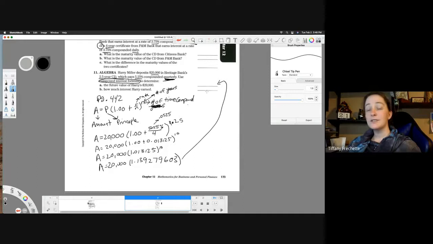The second answer is pretty darn simple. We're just going to take whatever we got for his future value. So after the 2.5-year period, how much does he have? We're going to subtract that from what he put in, the 20,000, and that'll tell us how much interest he made.